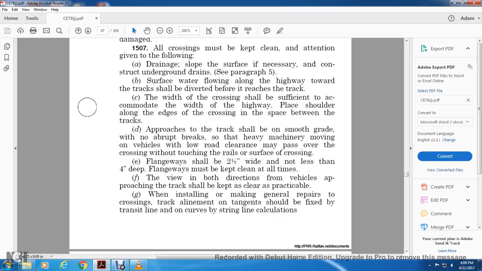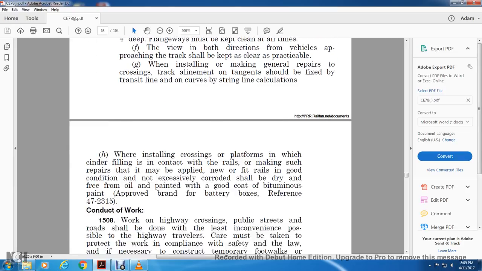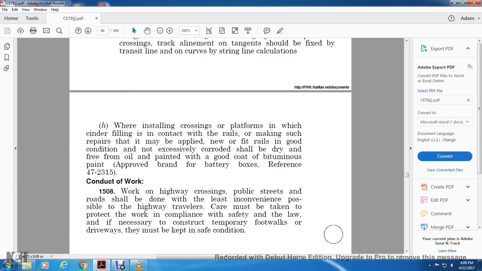When making general repairs to the crossing, track alignment tangents should be fixed with the transit line on curves and string line calculations. When installing crossing platforms in which the center filling is in contact with the rails, make sure such repairs are applied with new rails in good condition, not excessively corroded, dried and free of oil, painted with a good coat of bituminous paint, approved brand, reference 47231. 5. Conduct of work.